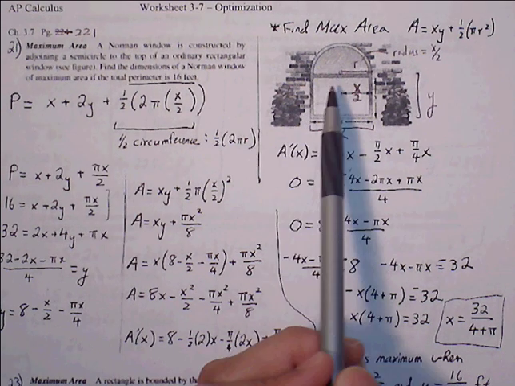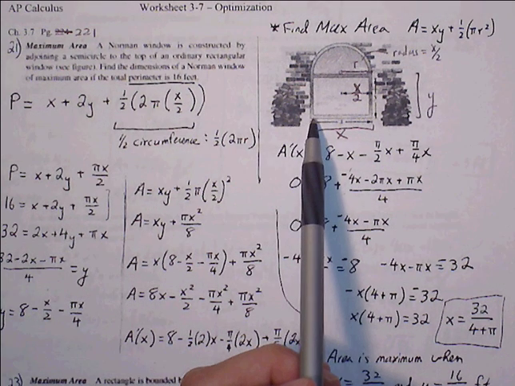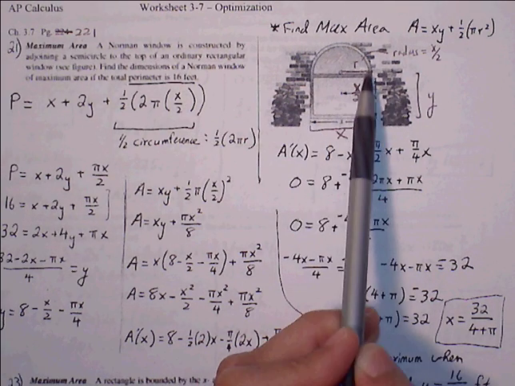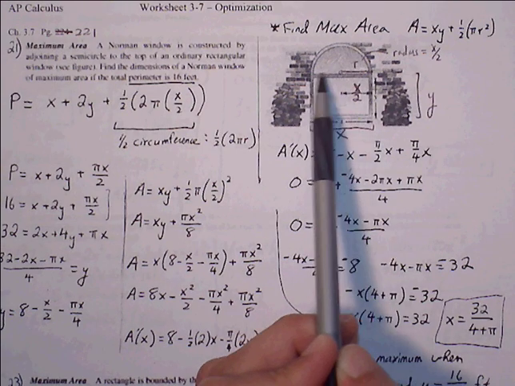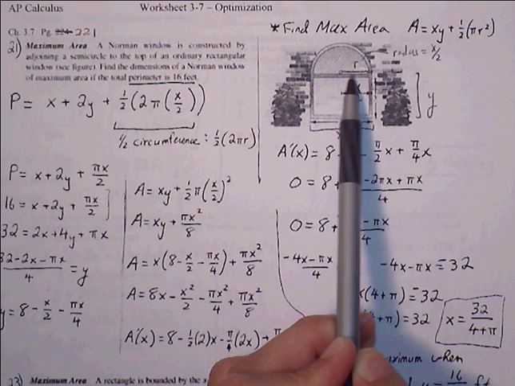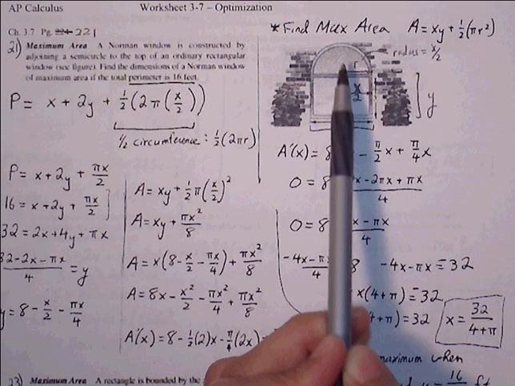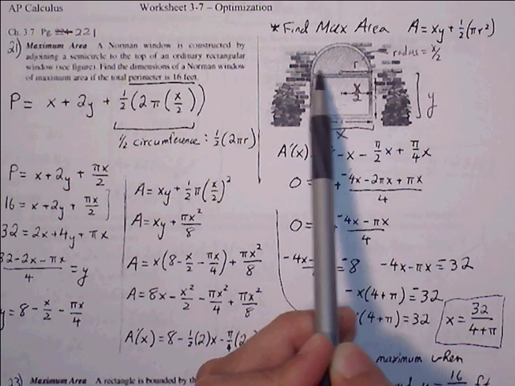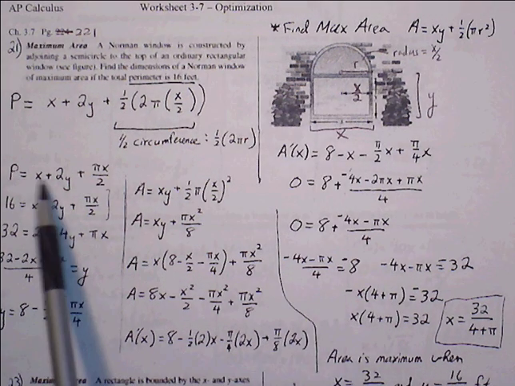One thing I want to point out is that the perimeter is just going to be the outer border here: the x, the y's, and then the half circle. Even though there's this boundary connecting the semicircle and the rectangle, this is not part of the perimeter that we're dealing with. So we don't worry about this portion here. All right, so that's our perimeter equation.